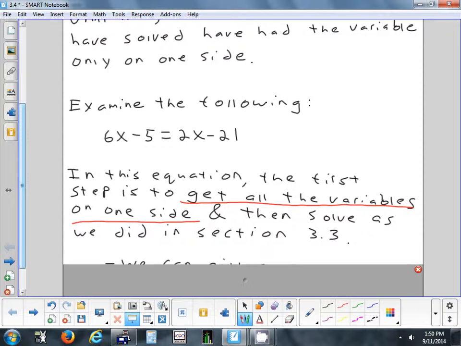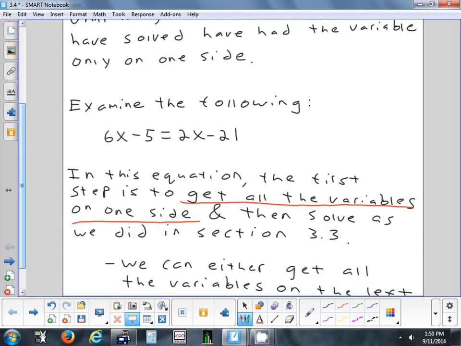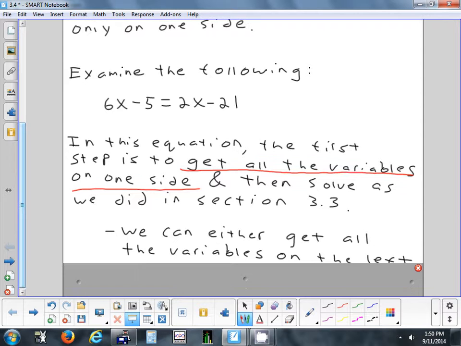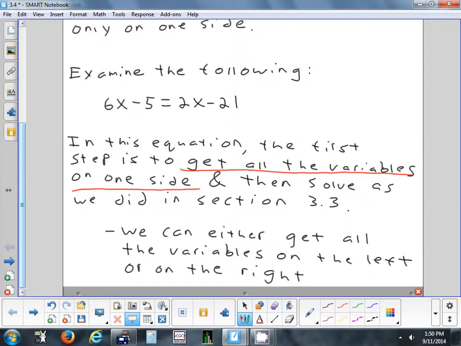In this one, you've got a choice. You could put all the variables on the left, or you could put them on the right. I think one way is easier than the other. We'll try it maybe both ways and see which way you think is easier. We'll go over the steps for this too. Don't get too freaked out.